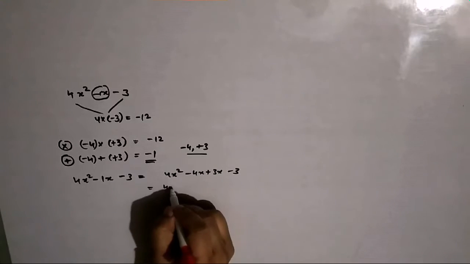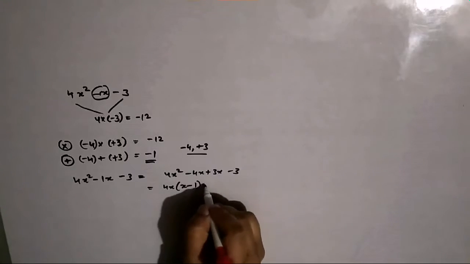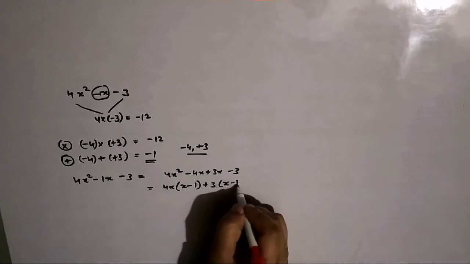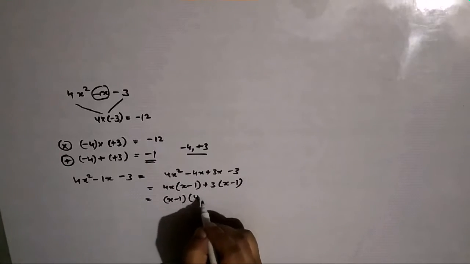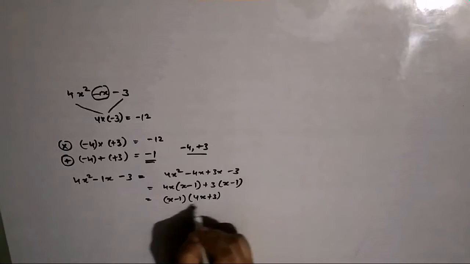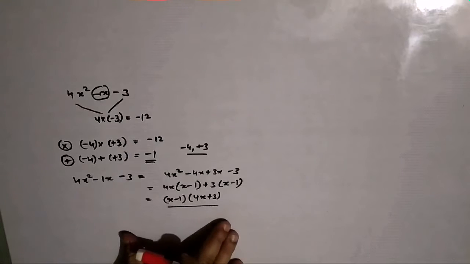So out of these, only 4x you can take common, so x minus 1 would remain, and here if you take 3 common, so x minus 1 would come out. So x minus 1 can be taken out common, so 4x plus 3 would remain here. Okay, so likewise these expressions can be solved.